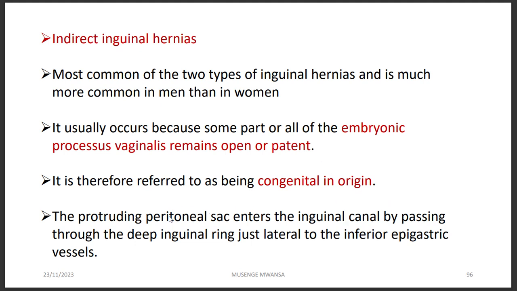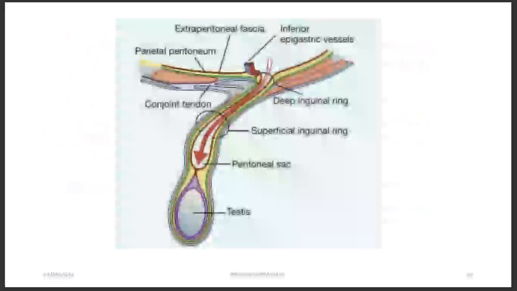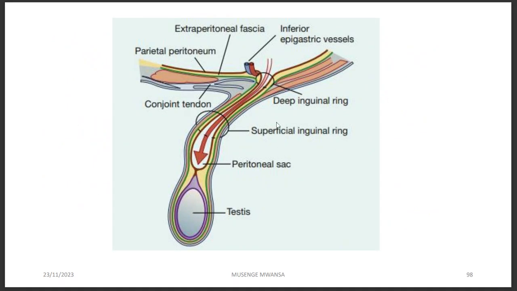The protruding peritoneal sac: if you have any content of the peritoneum coming out of the abdomen, it is going to enter the inguinal canal. They'll enter the inguinal canal by passing through the deep inguinal ring. This is important. An indirect hernia will pass through the deep inguinal ring just lateral to the inferior epigastric vessels. You can see where it is passing. It's passing laterally here. These are the inferior epigastric vessels.